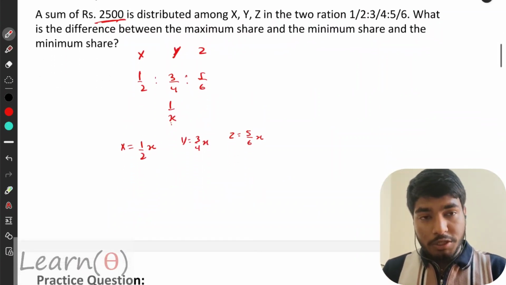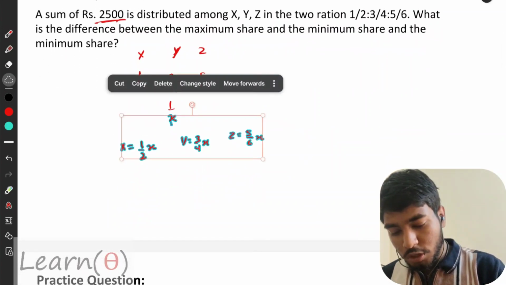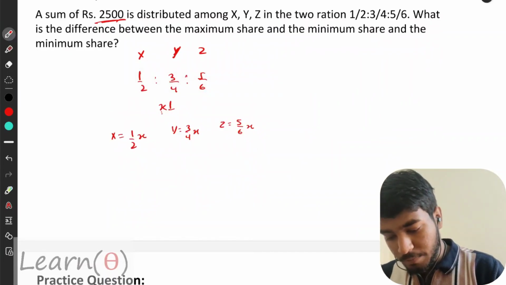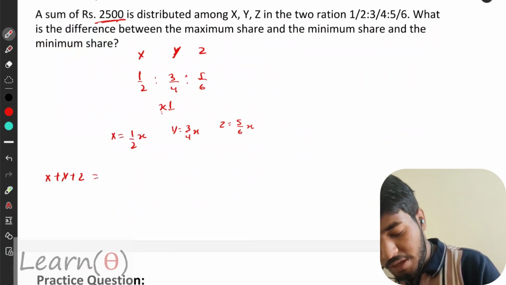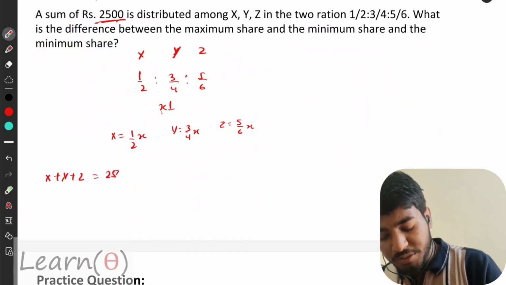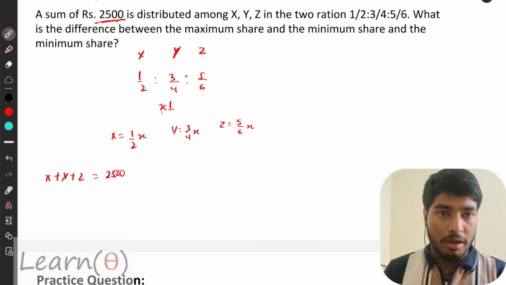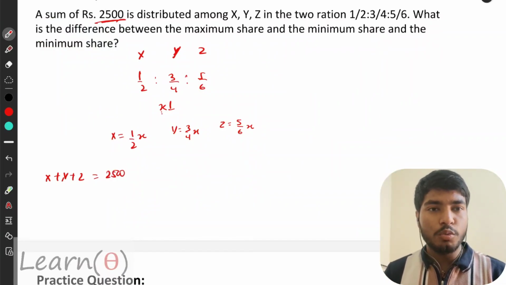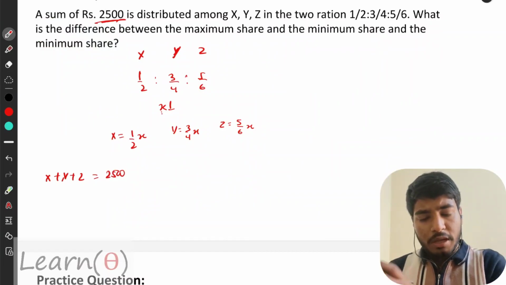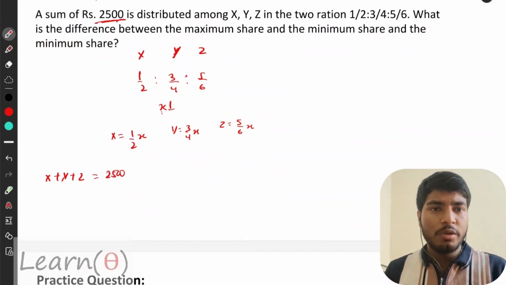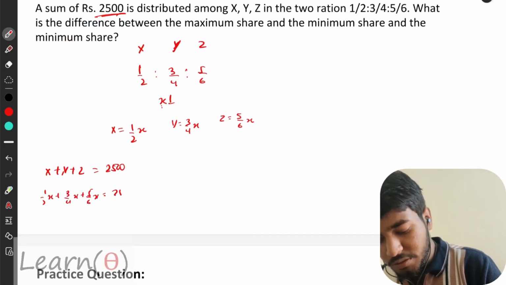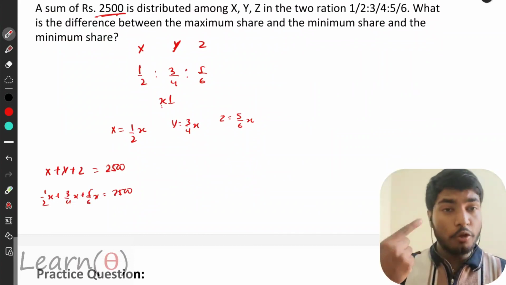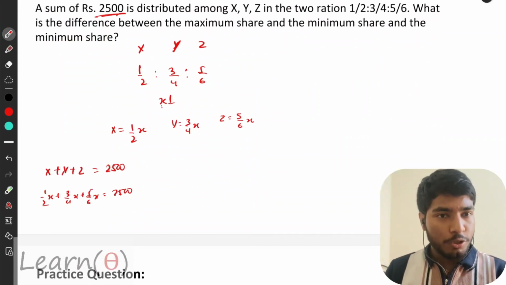Okay, what is the total of all this? Let me add it. So adding it gives x plus y plus z. What must it be equal to? It must be equal to 2500, right? The money got by X, Y and Z should add up to 2500. Therefore, I will write 1/2x plus 3/4x plus 5/6x is equal to 2500. I hope you are getting this. I converted the ratio into fractions.